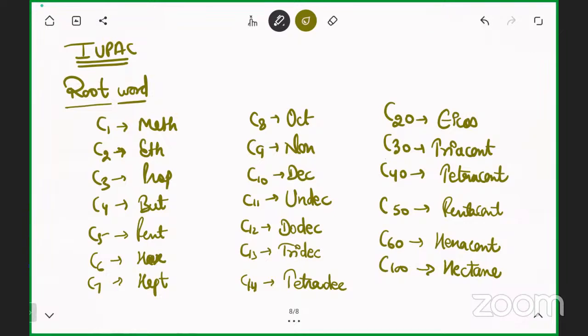Just take a screenshot fast, so that when I start the nomenclature, you can follow along. If you want to write it, just write it fast, at least after 11, so that you can go simultaneously. Whenever I give a compound, you can write it. Okay, so just do it fast.